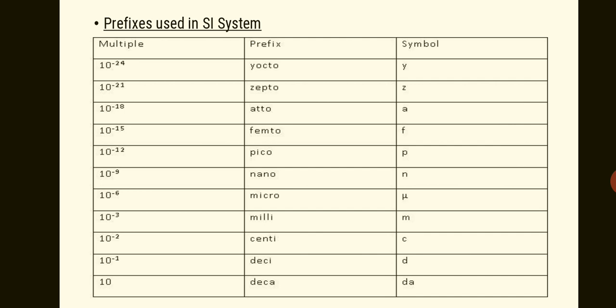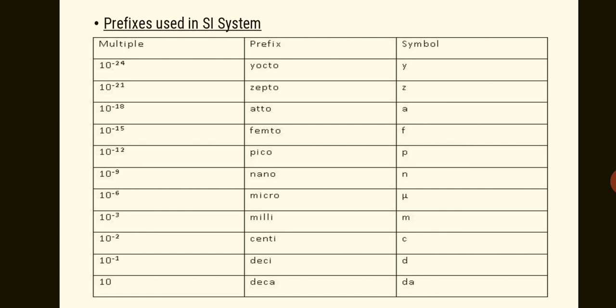Now prefixes used in the SI system. These are in scientific notation, that is 10 raised to power. They are written in the form of powers of 10. This is also called scientific notation. So suppose any physical quantity is in the order of 10 raised to power minus 24, for that we will use the prefix yocto and the symbol is y.